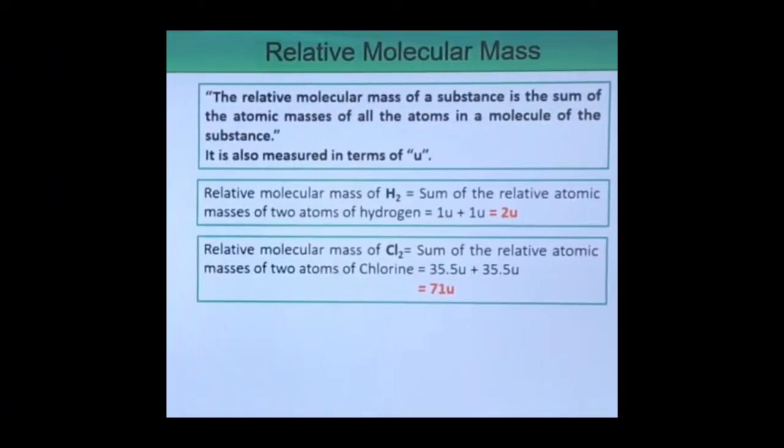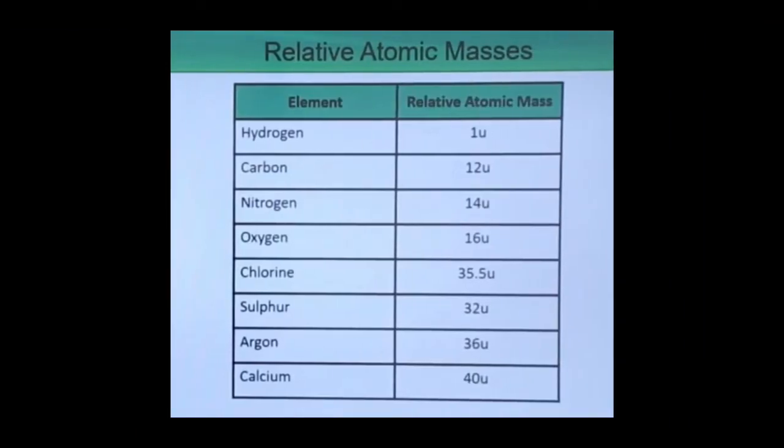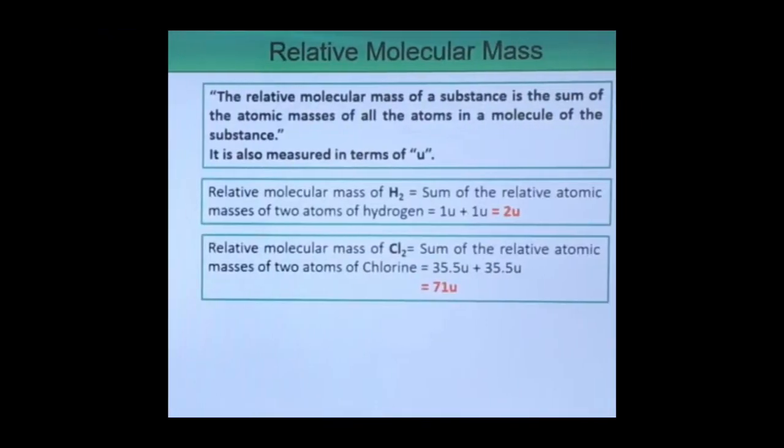In the second example, let's find the relative molecular mass of chlorine molecule. In chlorine molecule, we have two chlorine atoms. What is the relative atomic mass of one chlorine atom? It is 35.5 U. So, the relative molecular mass of chlorine is equal to 35.5 U plus 35.5 U, which is equal to 71 U.